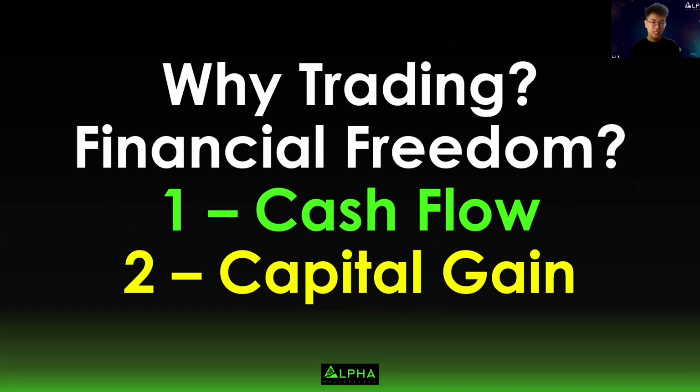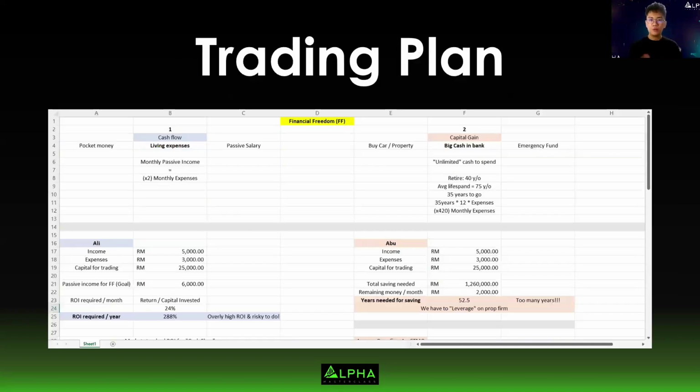Of course, for financial freedom. But which type of financial freedom are you chasing? Type 1 if you prefer to have cash flow, or type 2 if you prefer more of a capital gain kind of trading. Okay, now this is considered your trading plan. You plan out yourself. What would you do with trading? Do you aim to do trading to generate cash flow, or do you aim to use trading to generate capital gain?